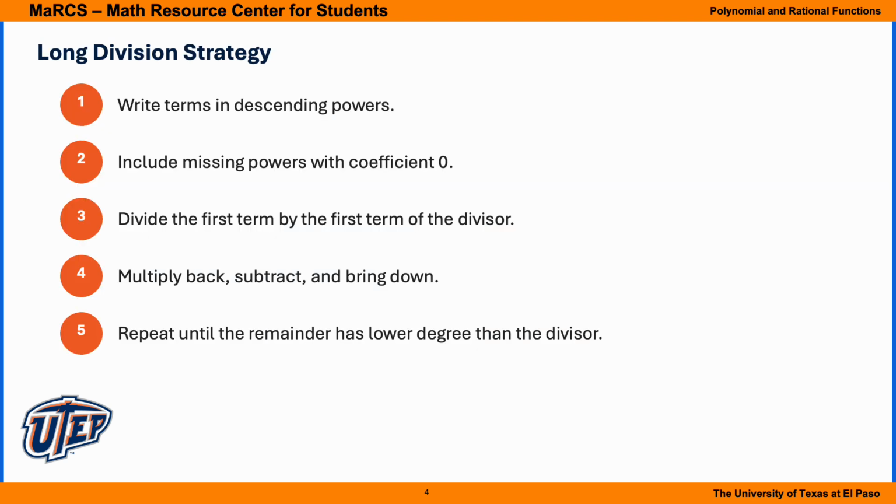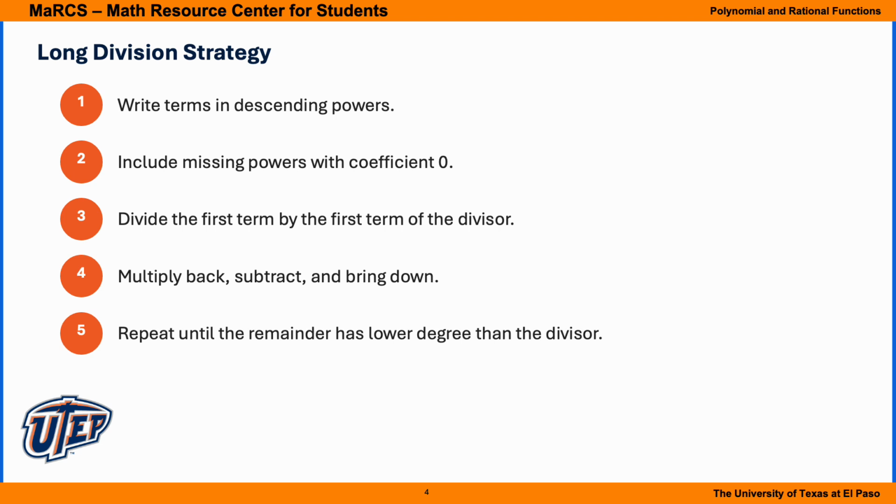So here are the steps that we followed for long division. First we wrote the terms in descending powers. Then we include missing powers with a coefficient of 0. And then we divide the first term by the first term of the divisor. We multiply that back, subtract, and bring down the next term.